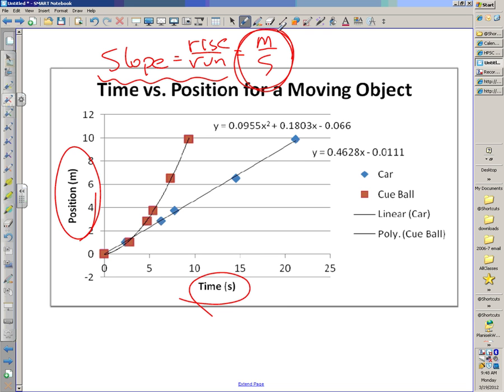Okay. What is that the unit of? Velocity. So the slope of this graph tells you the velocity. What do you see about the slope of the blue line?